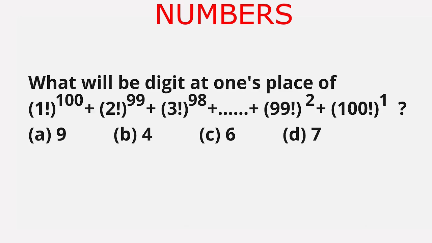Our question is, what will be the digit at ones place of 1 factorial raised to power 100 plus 2 factorial raised to power 99 plus 3 factorial raised to power 98 plus up to 99 factorial raised to power 2 plus 100 factorial raised to power 1. The given options are option A 9, option B 4, option C 6, option D 7.